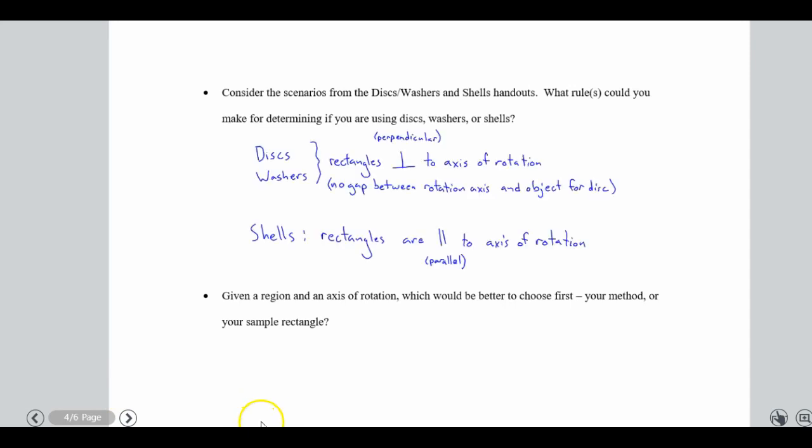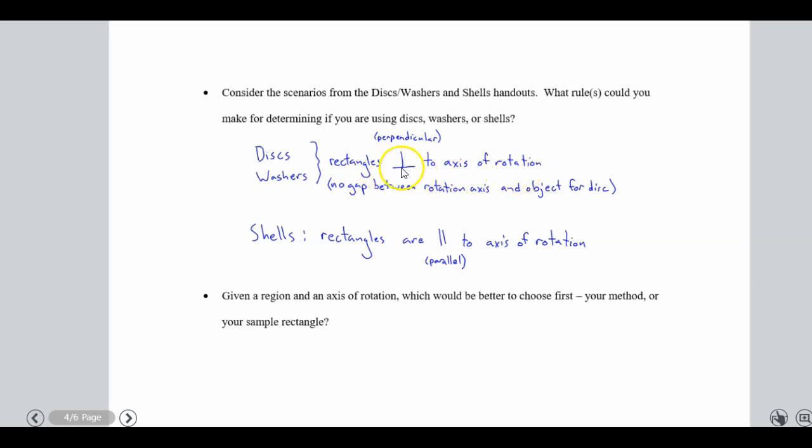All right. So hopefully you came up with something to this effect. Discs and washers, your rectangles are always perpendicular to the axis of rotation. And with shells, your rectangles are always parallel to the axis of rotation. And these symbols here are geometry shortcuts for perpendicular and parallel, in case you're not familiar with those. But it's really all about what the rectangle orientation is with respect to the axis of rotation.